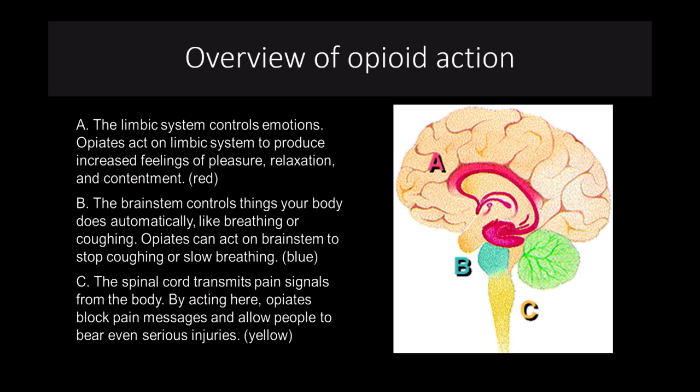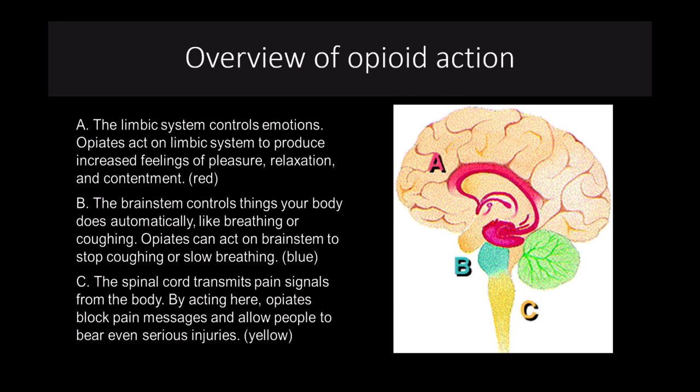So a couple things to think about in terms of the overall opioid action. The limbic system controls our emotions, and opiates act to produce feelings of pleasure, relaxation, contentment. And so this is one of the powerful lures of these drugs, is they do act as a sort of chemical relaxant, and people feel relaxed and happy or pleasure while they're on these drugs. And so certainly stress, anxiety, and trauma are oftentimes precursors to addiction to these drugs.